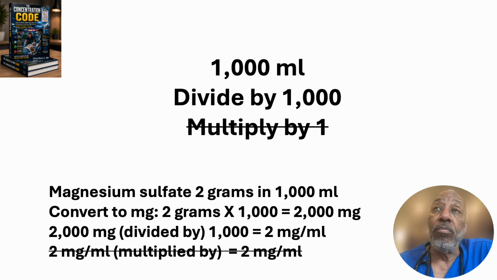A maintenance dose of magnesium running at 50 milliliters per hour delivers 100 micrograms per hour.